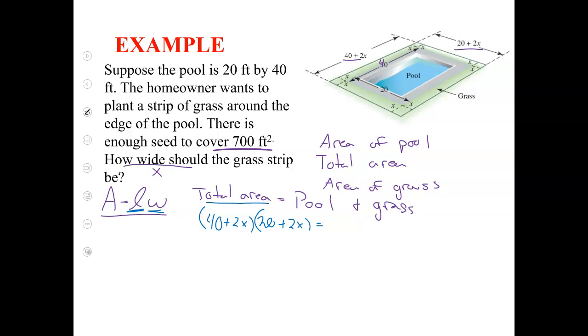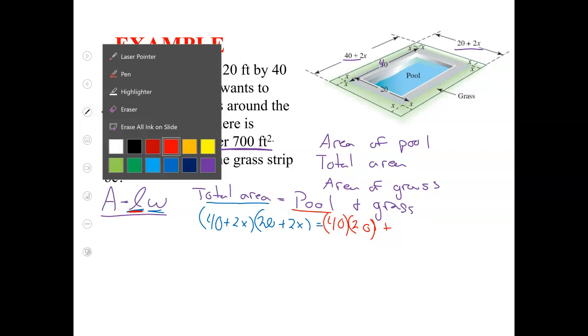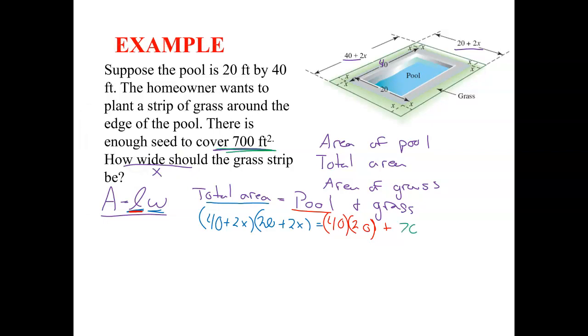Now how can I get the area of my pool? What represents the length? 40 times 20. And that'll be added to the area of the grass. How do I get the area of the grass? It's in the problem. What is the area of the grass? 700. So I can add in the area of the grass. And so now I have an equation that just has one variable in it. All I need to do is solve for x, and that'll tell me how wide the grass needs to be.